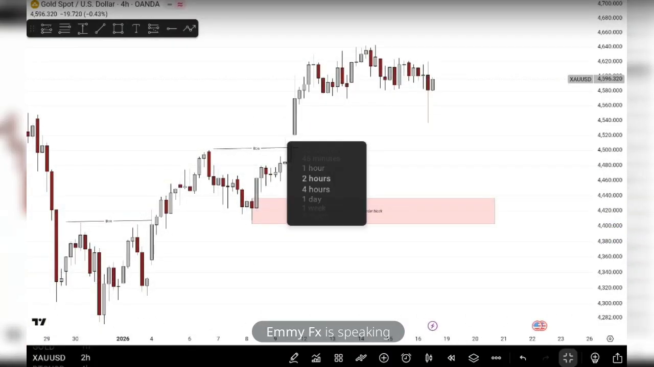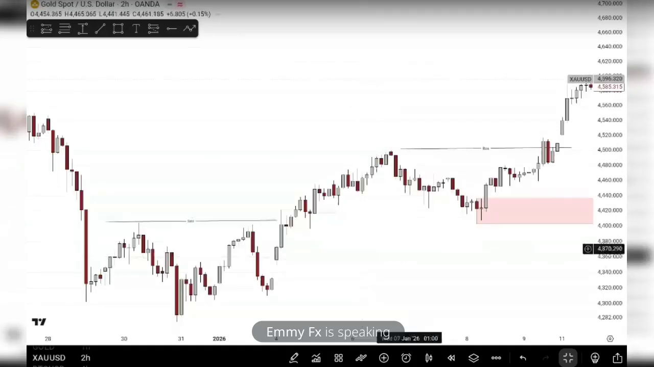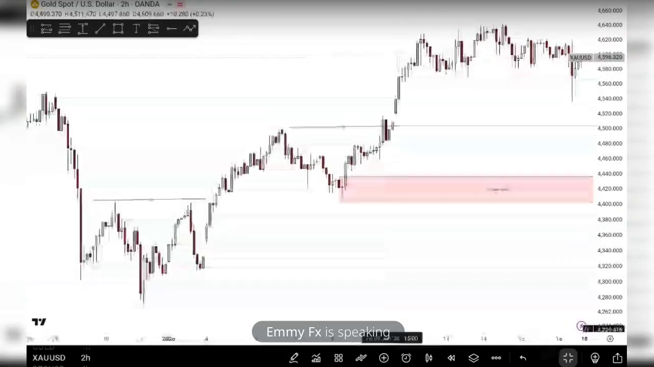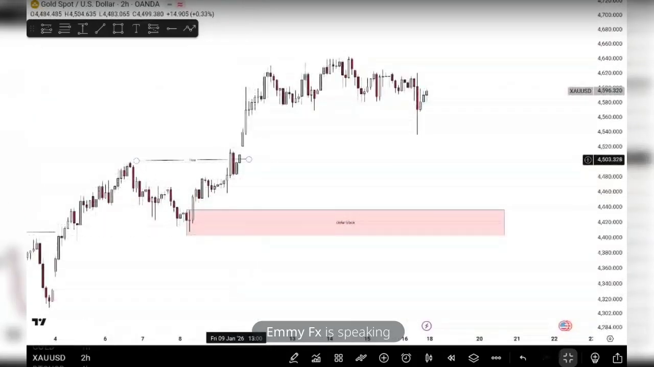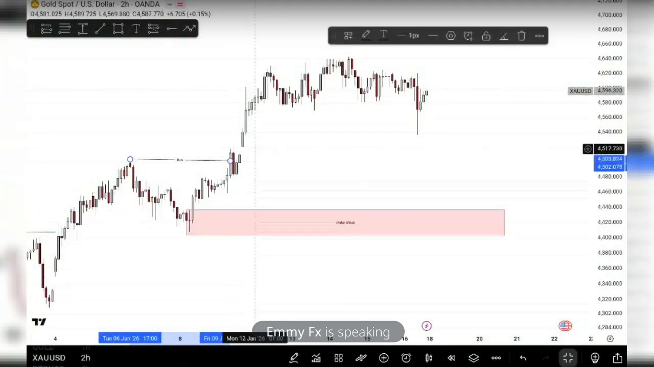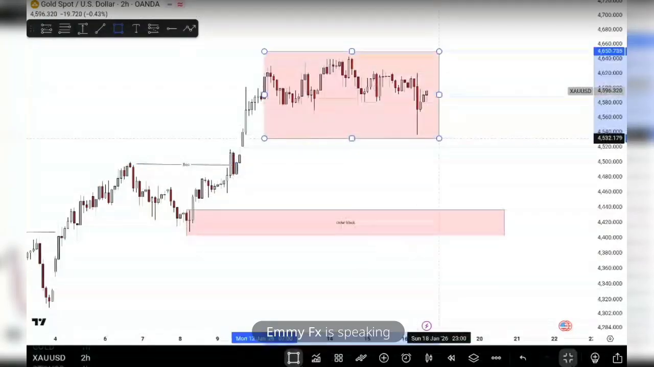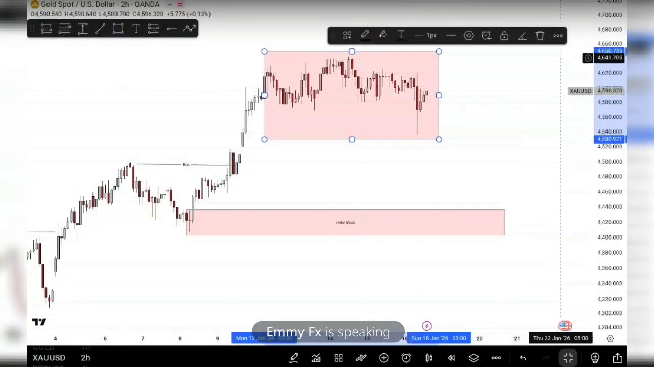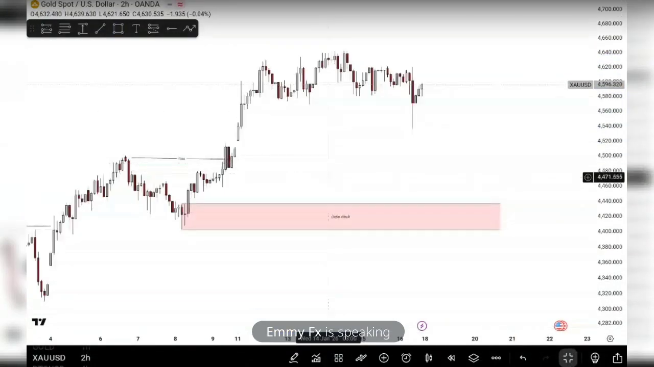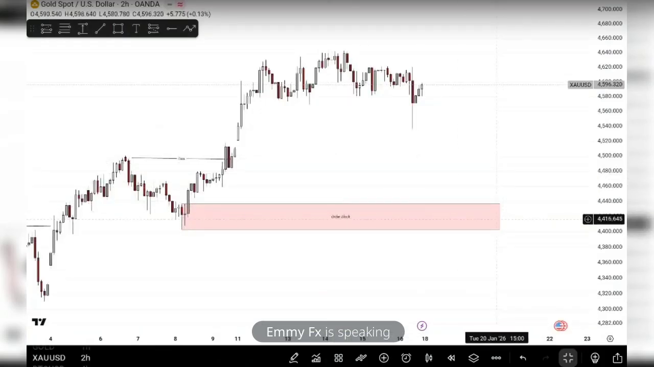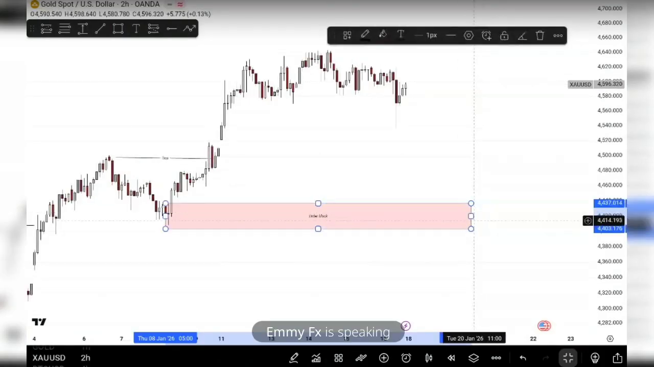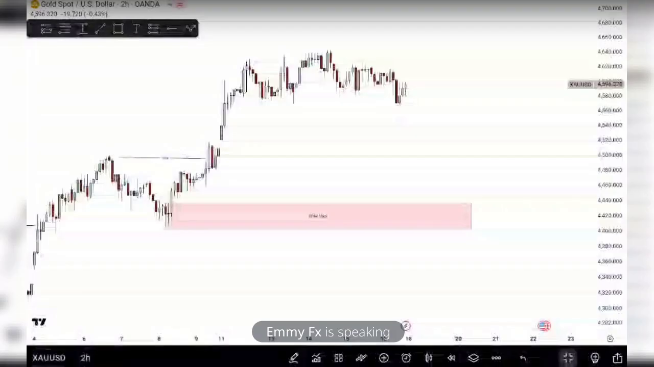Let's move to our 2 hour time frame. All right, in our 2 hour time frame, we can see that the price is bullish, right? We have a bullish trend. But the market is currently ranging at that spot, all right? So we have a bullish trend. So let's do the 1 hour time frame.